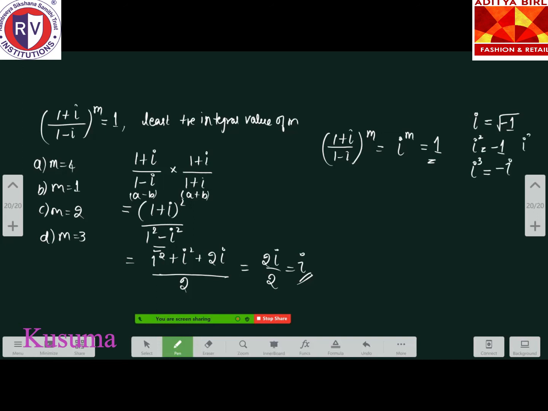i cube can be written as i square into i. i square is minus 1 into i, that is minus i. i cube is minus i. What about i to the power of 4? 1. Yes. i square into i square, right? i square is minus 1 into minus 1. That will give us 1. So i to the power of 4 will be equal to 1. So 4 is the least integral value for which i to the power of m will be equal to 1. So m will be equal to 4. This 4 is the least value such that i to the power of m will be equal to 1. So m is equal to 4 is the option.